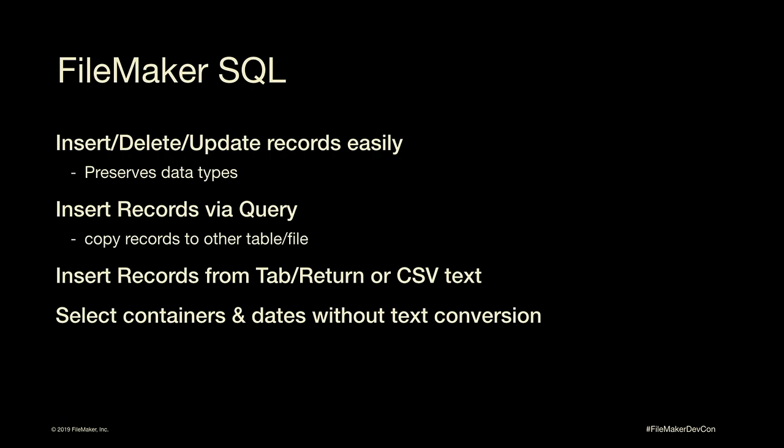When you are doing the insert record with query, you can make a query with a select command in one table, get some values out of it, and have the plugin insert them in another table. This way you can quickly copy thousands of records with one line. We also can create records based on tab return text or comma separated values. So you give us again the name of the target table and the names of the fields, and we create the records for you.